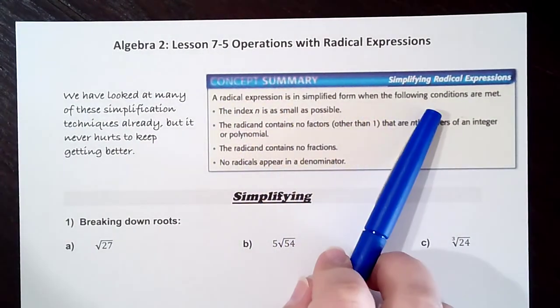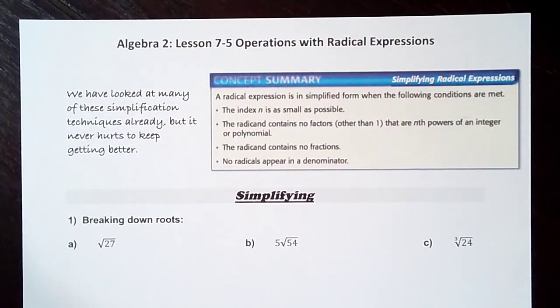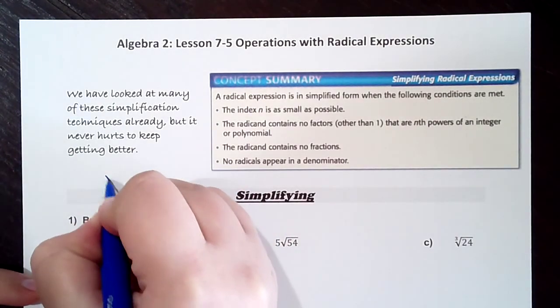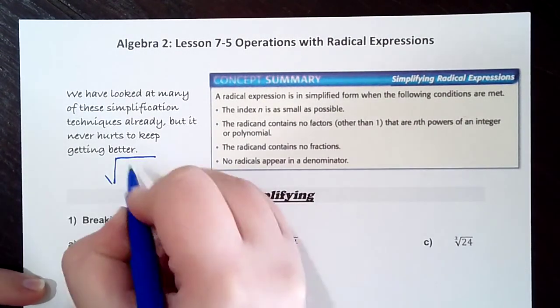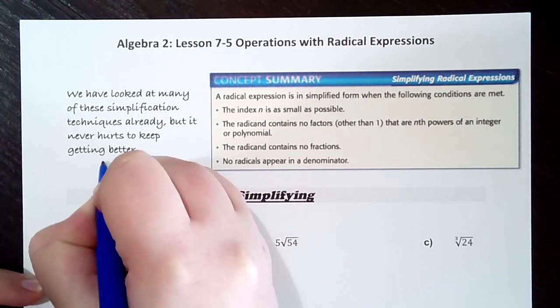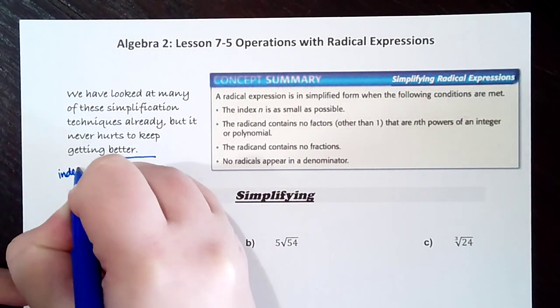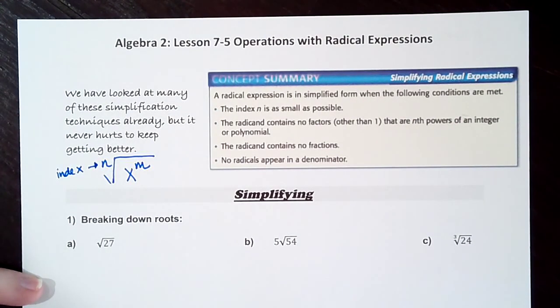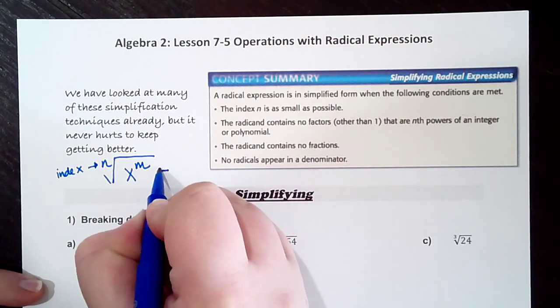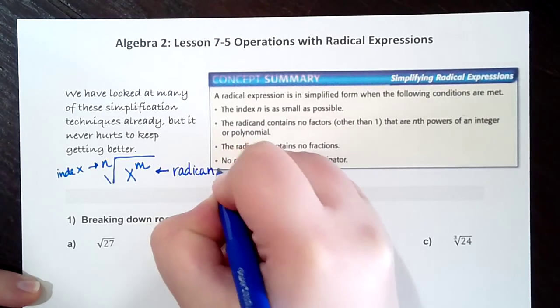So a quick note, you've got a summary up here, but essentially what I want you to notice is the index n is as small as possible. In case you're not familiar with those terms in the box, I'm going to give those to you right here. So we've got x raised to the m power, and n is the root. The n is going to be our index. That's going to tell us what type of root, whether it's the square root, the cubed root, the fourth root, etc. Everything inside of the radical is going to be what we call the radicand.